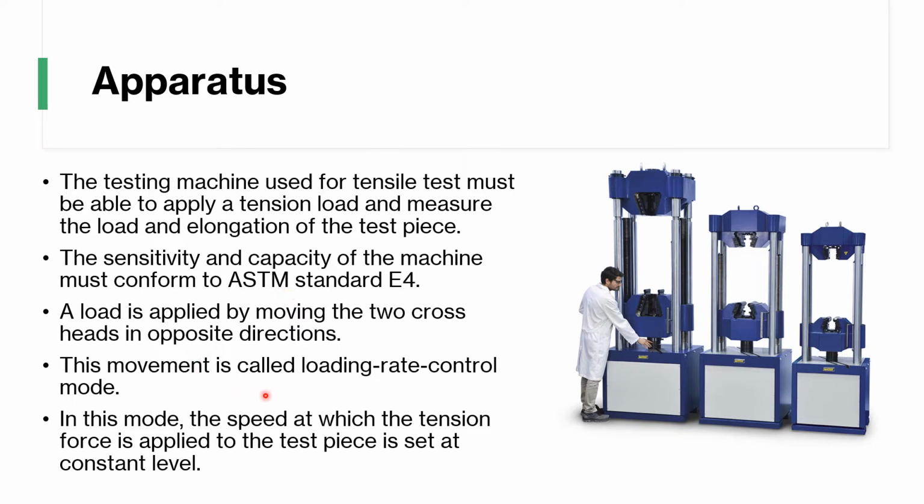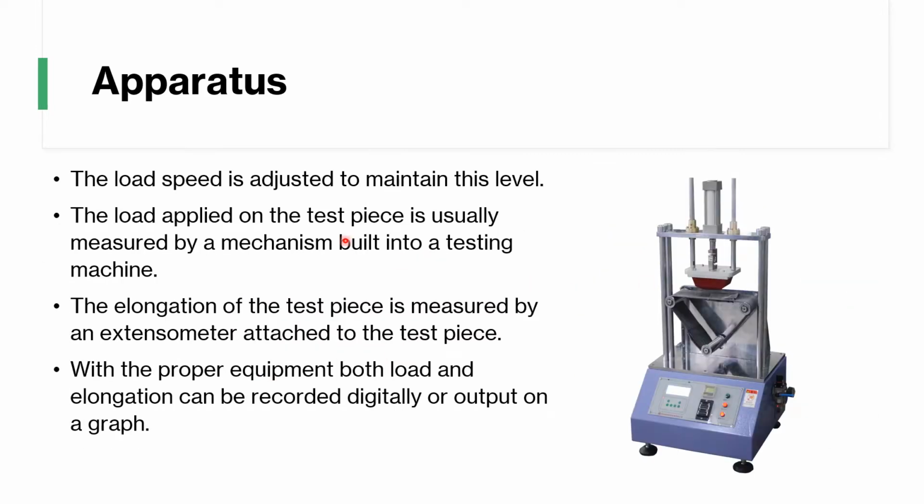Okay, so this movement is called loading rate control mode, and in this mode, the speed at which the tension force is applied to the test piece is going to be set at a constant level. So what we're trying to do is we're putting a load on the specimen or your testing piece. So the load speed is adjusted, and then we're going to maintain that level. And then the load applied on the test piece is usually measured by a mechanism built into that testing machine.